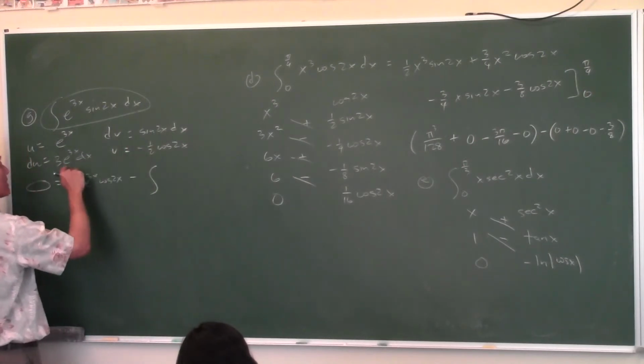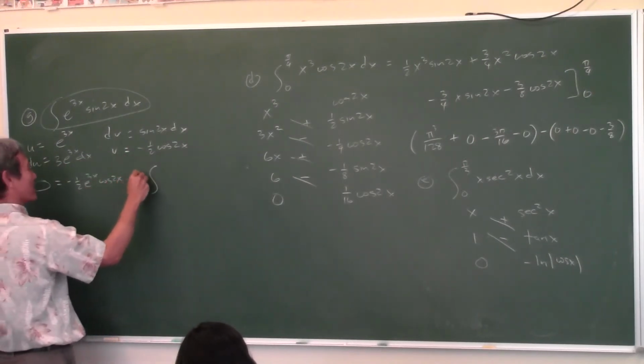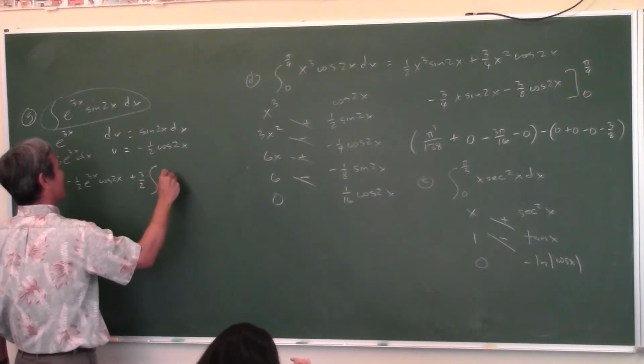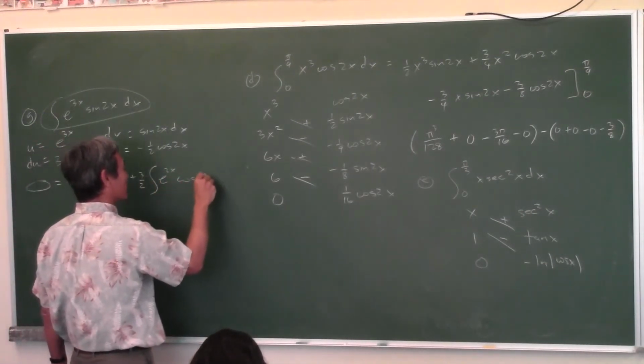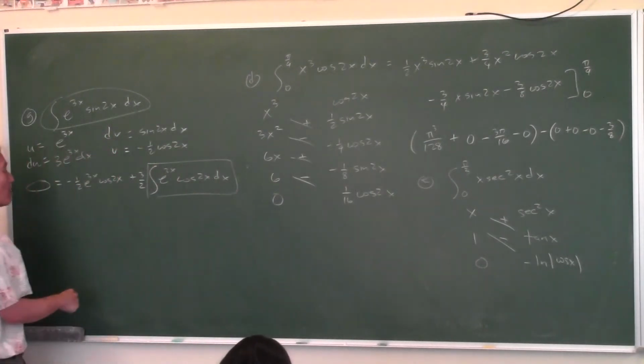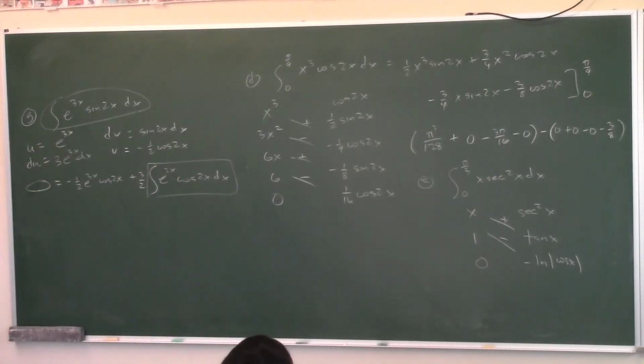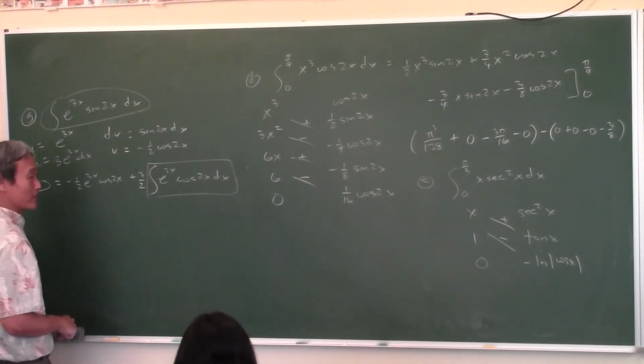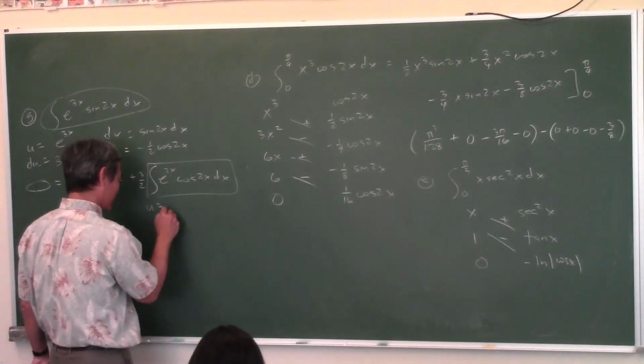Now, when you multiply this times this, you're going to get a negative 3/2, so it's going to be plus 3/2 e to the 3x cosine 2x dx. So that means we have to figure out this integral here, which we call box. Now notice that box looks very similar to the original one. So you just do it again.